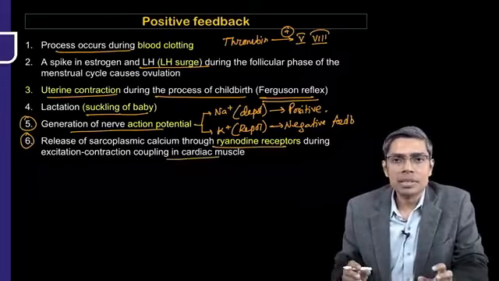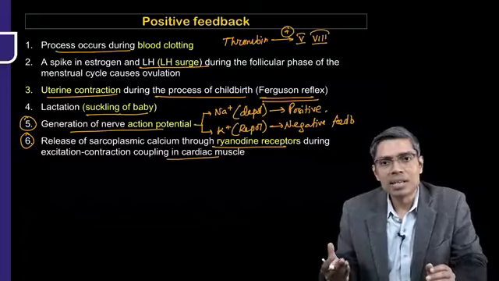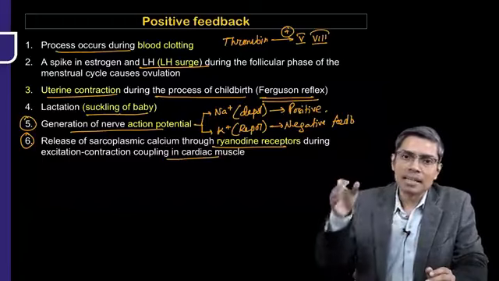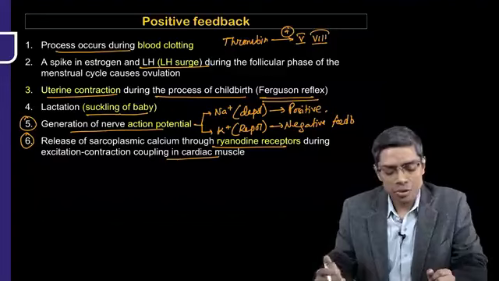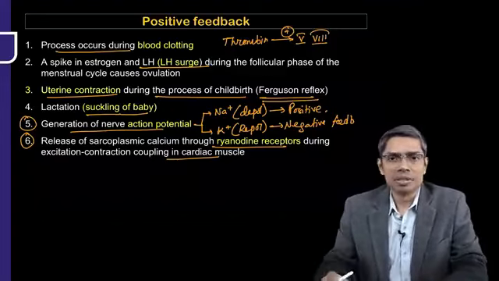And point number 6 is opening of the ryanodine receptor for the release of calcium. You know that whenever there is entry of a little amount of calcium in the cytoplasm, that calcium stimulates the ryanodine receptor. Further calcium will be released in the cytoplasm, and that calcium will again stimulate further opening of the ryanodine receptor channel. So this way, all of these are examples of positive feedback control system. You have to remember this, right?